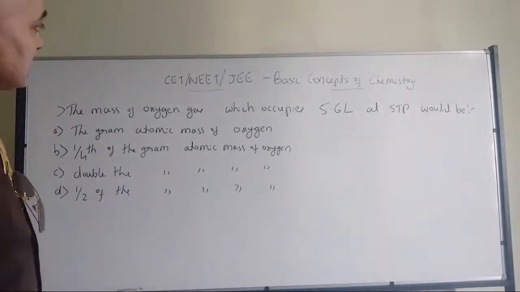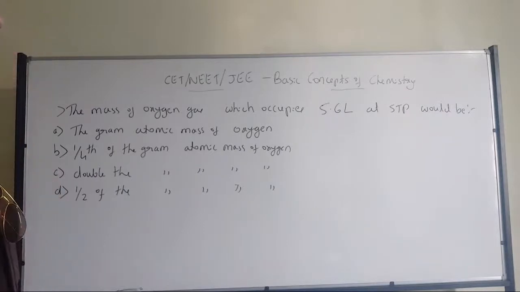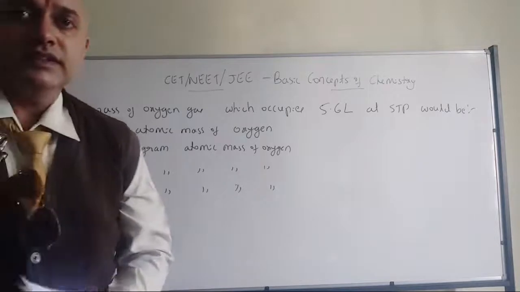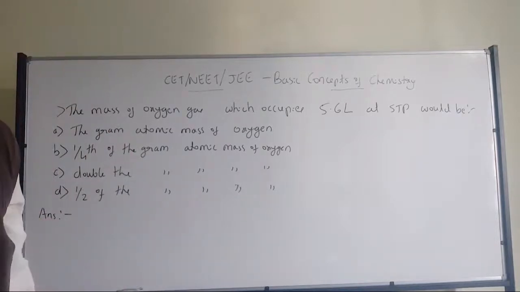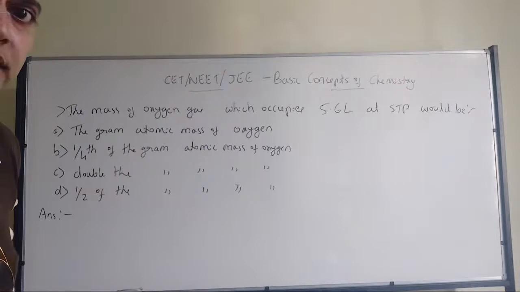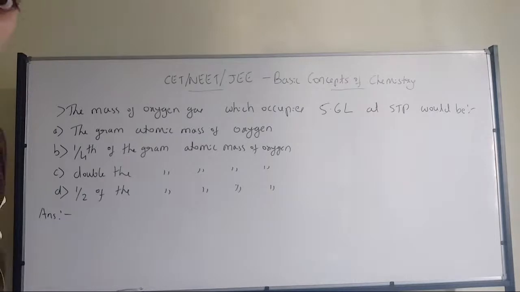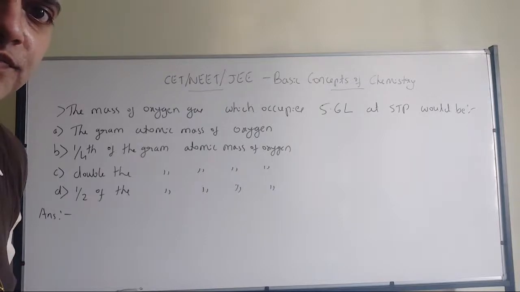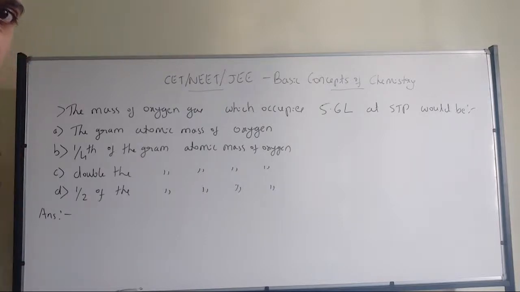The mass of oxygen gas which occupies 5.6 liters at STP would be. What will be the answer? We will come back to the previous one, don't worry. So what will be the answer for this? Option B. This is the fourth question. Shashank is still with that only. Okay, so we will consider carbon dioxide. First solve this one.